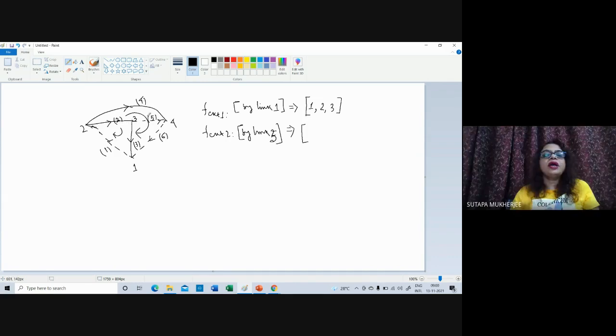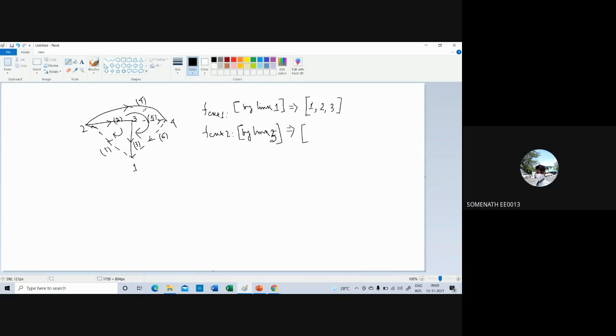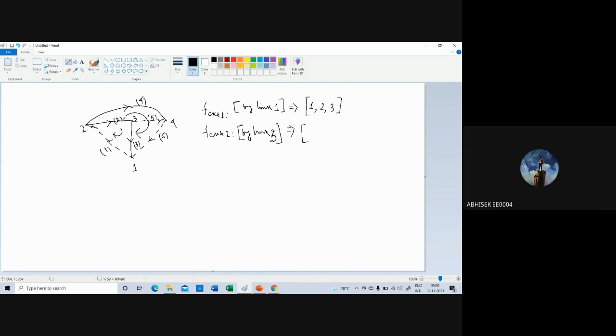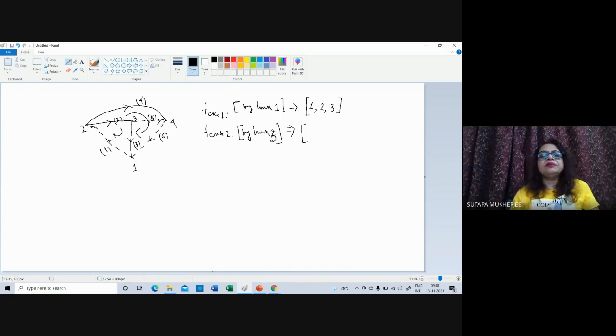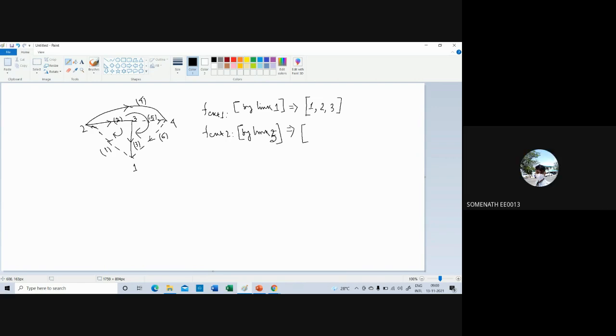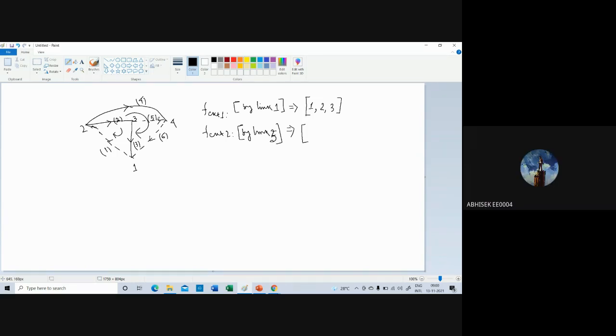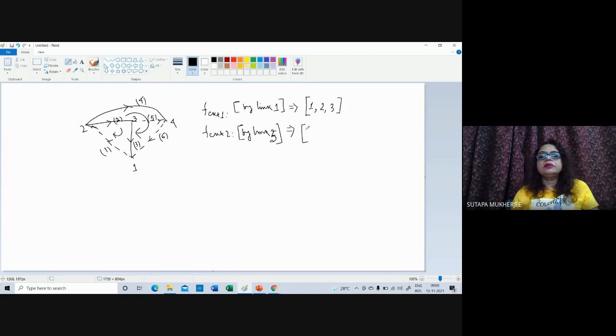2, 5, and 4. Yes, ma'am. 2, 7. Where is 7? 2, 5, and 4. This link. Only for this link. What is the loop? This loop is formed. Then 2, 5, and 4. 2, 5, 4. Okay. 2, 5, 4. Now fundamental circuit 3.